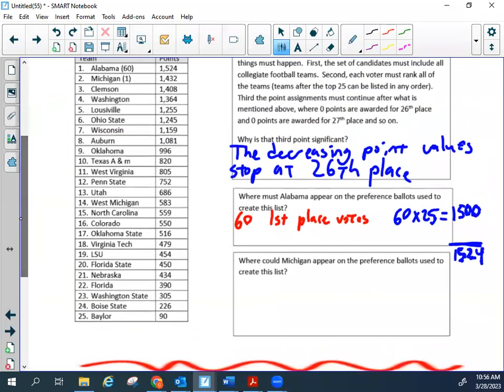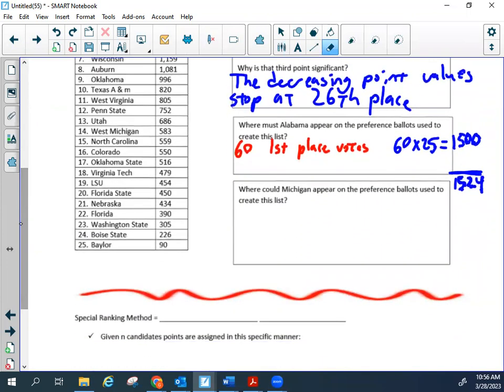And how do I know that? Because that's what that says. So we know 1,524 points. So how can I get 24 more points? Well, we have 1 vote left. So I know that's 1 second place vote, 1 vote worth 24 points. So we know Alabama got 61 first place votes and 1 second place vote.